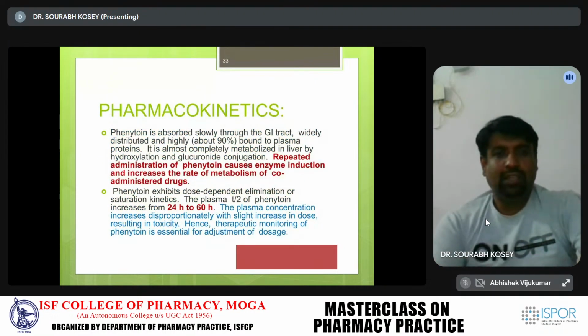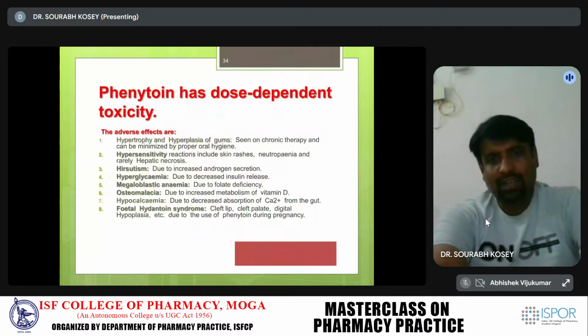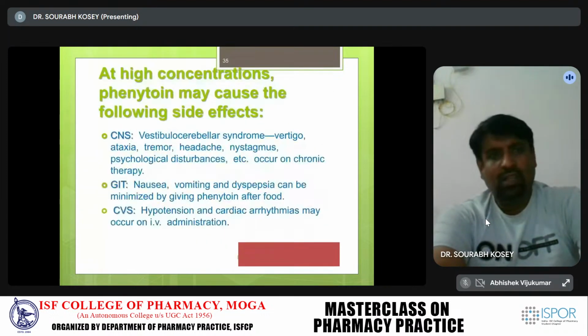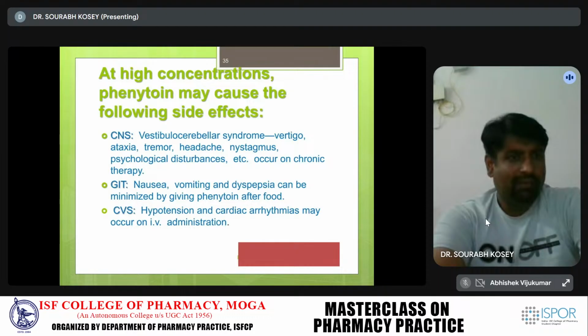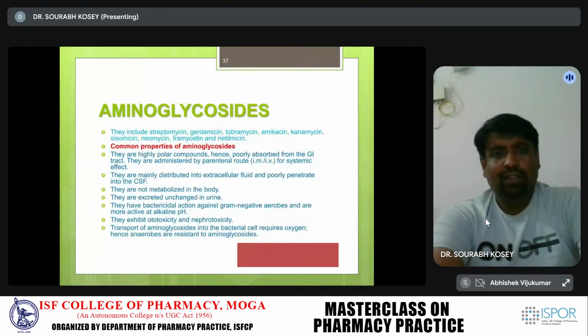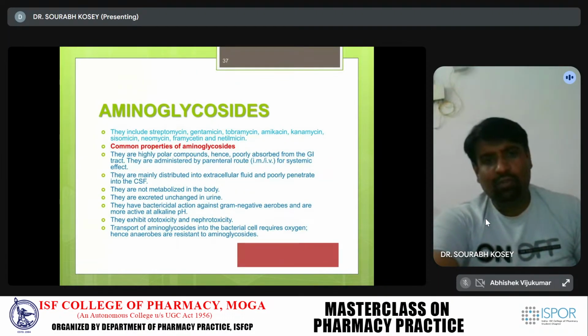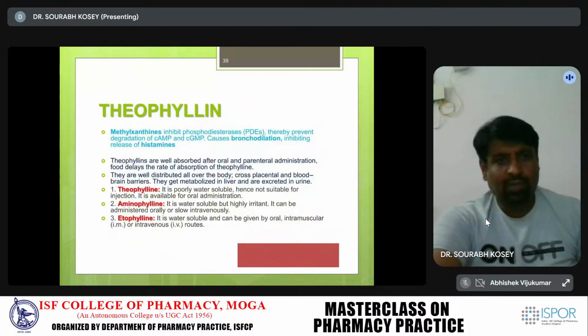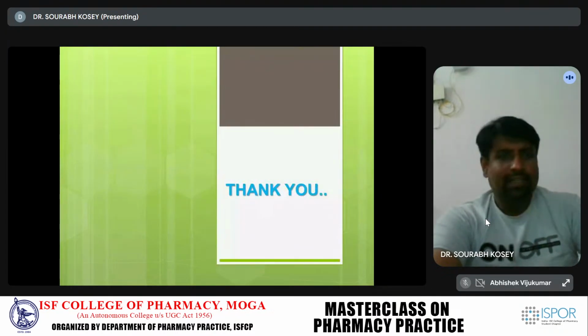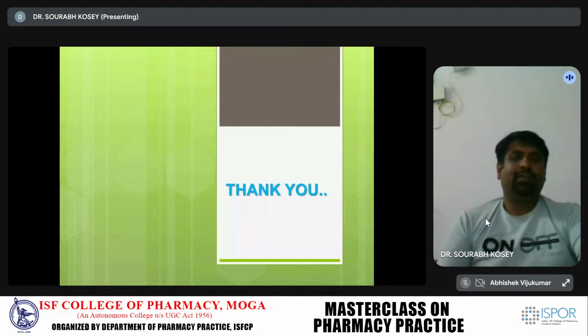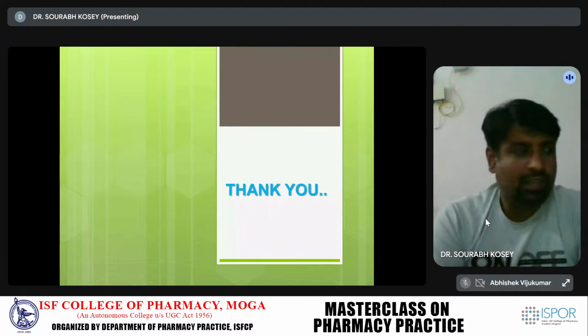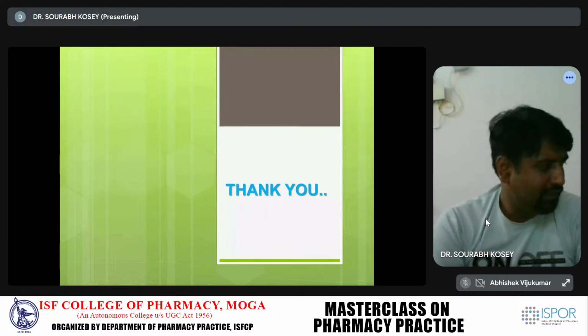So here you can see various examples, whether it is phenytoin toxicity or various other things. Not only this, but heavy metals, and with their examples we can go on to the therapeutic monitoring of aminoglycosides, theophylline, etc. So there are various molecules which have their clinical pharmacokinetic activities affected.